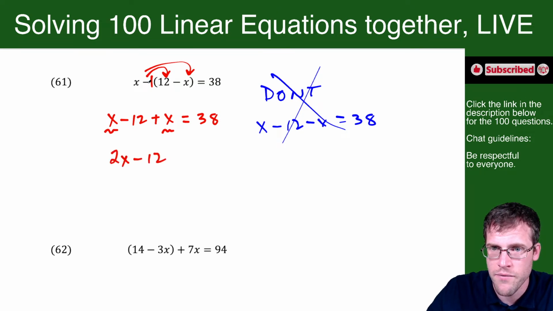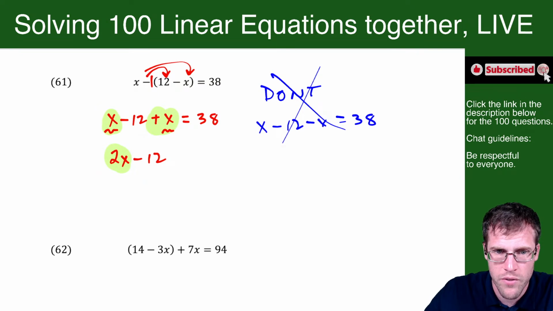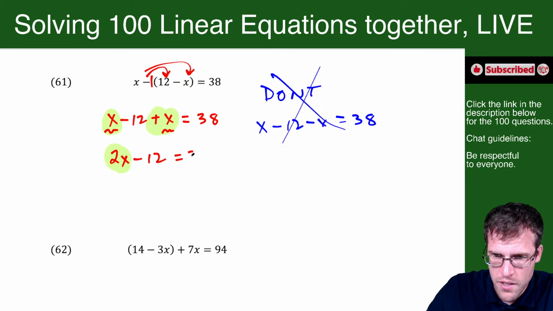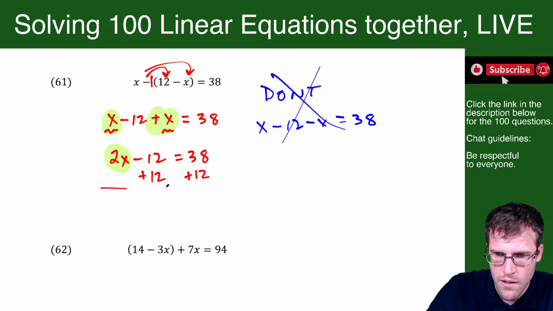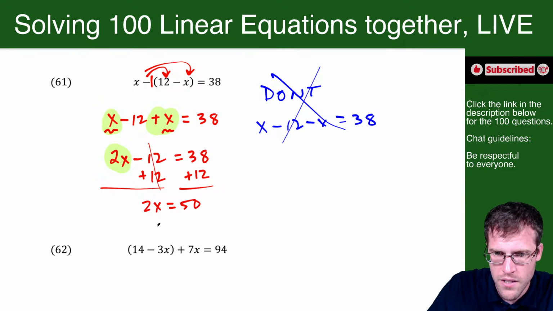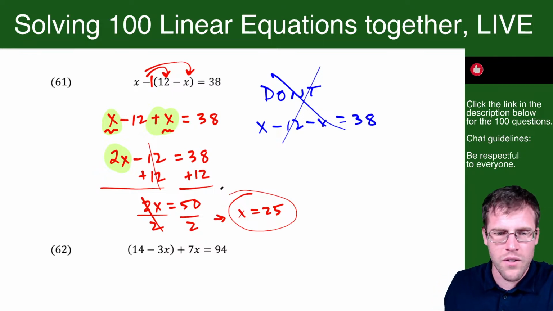Once again, just emphasizing here, we have an x plus x, and that becomes 2x. The minus 12 just tags along for the ride. Equals 38. And now just add 12 to both sides. And it's our two-step equation. 2x equals 50. Divide both sides by 2. And now x equals 25. All right, so 61, x is equal to 25.